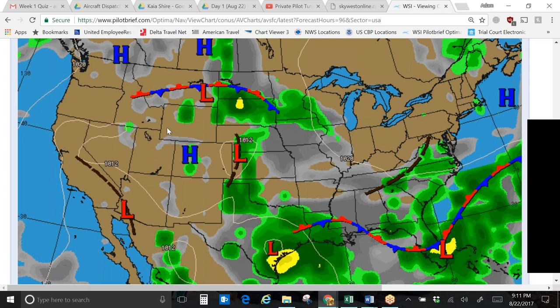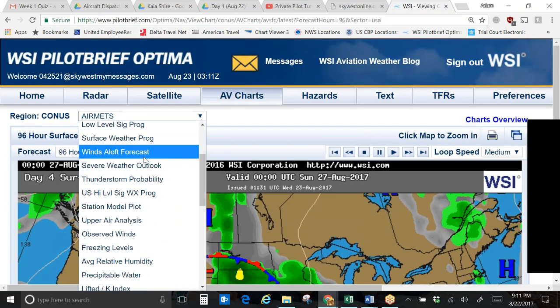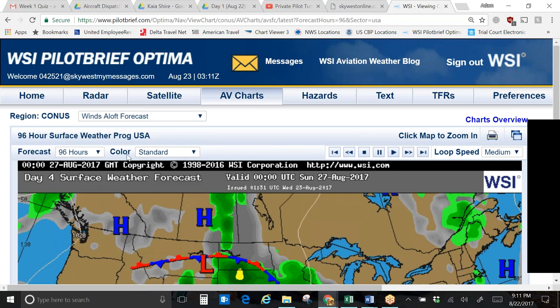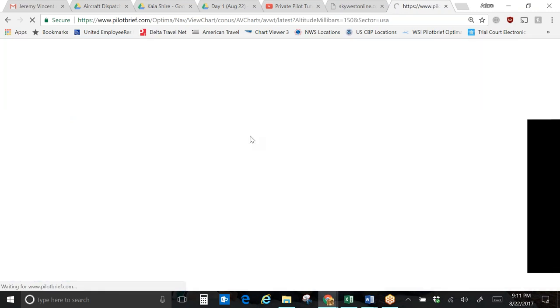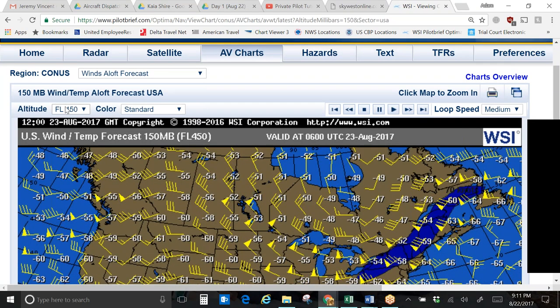So, anyway, let's go to the winds aloft. This is the winds aloft, and this is a chart that you can change. We're looking at 45,000 feet here, but I can change this to 39,000, 34,000, 30,000, 18,000, 10,000, all the way down to 5,000 feet.